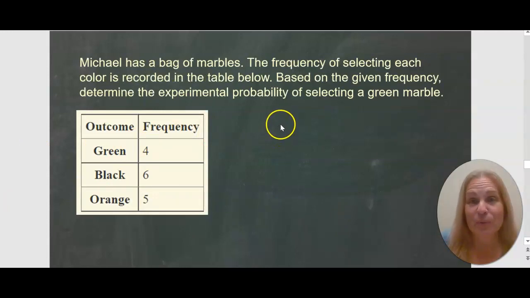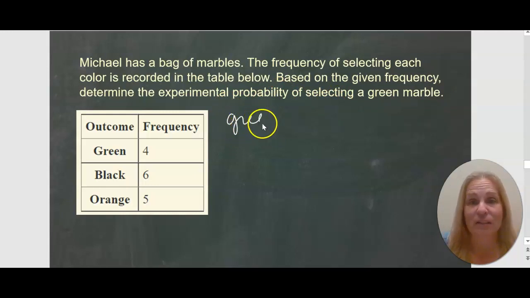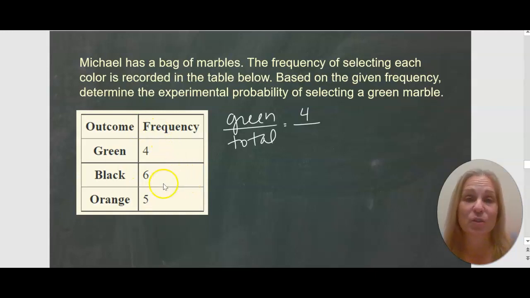Michael has a bag of marbles. The frequency of selecting each color is recorded in the table. Based on this frequency, determine the experimental probability of selecting green. So that means we need green out of the total, right? They don't give us the total this time. They do tell us the number of green marbles. And then to get the total, we're going to have to add these up, right? So 4 plus 6 is 10, plus 5 is 15. So we would get 4 out of 15.